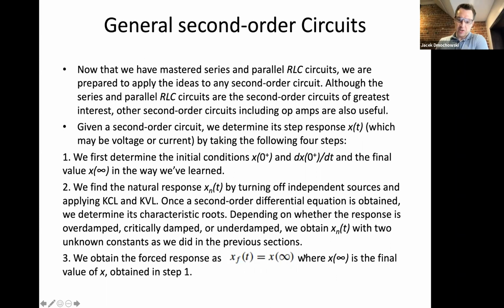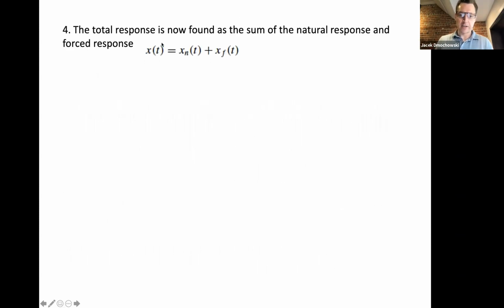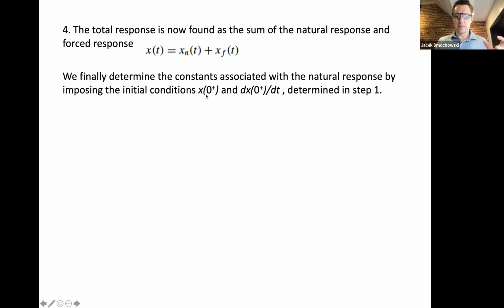The forced response is just the value of X at time equals infinity. So whatever the capacitor voltage ends up at the end of the universe, or whatever the inductor current ends up at the end of the universe. And then at the end, you combine your natural and forced response. That's your total response, and you use your initial conditions to solve for the constants in the natural response term.